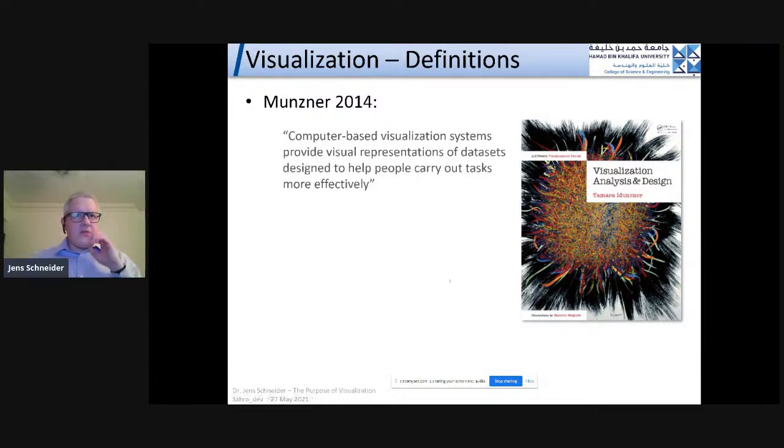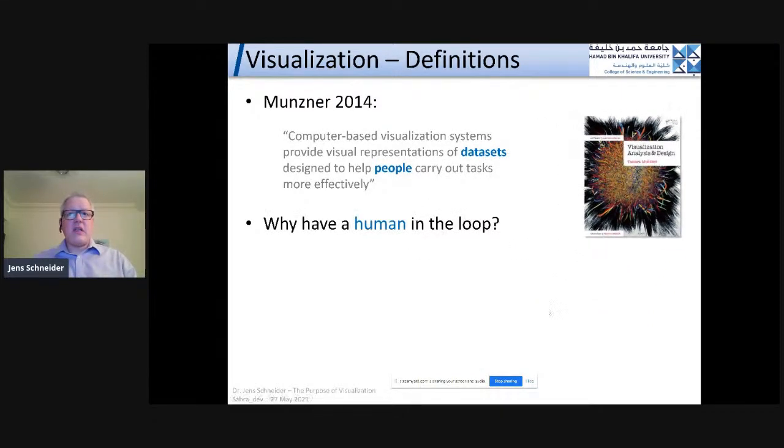Let's have a look at a few definitions. So computer-based visualization systems provide visual representations of data sets designed to help people carry out tasks more efficiently, as I mentioned before. So this book here is fairly famous, by Tamara Munzner, Visualization Analysis and Design. So this is what she has to say.